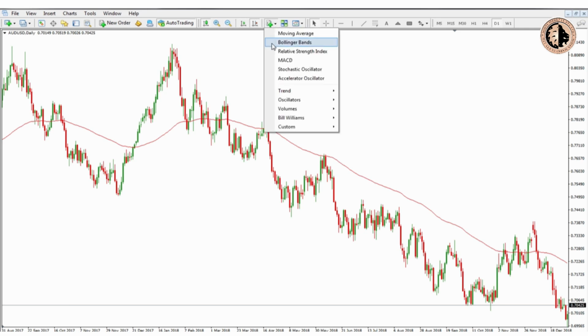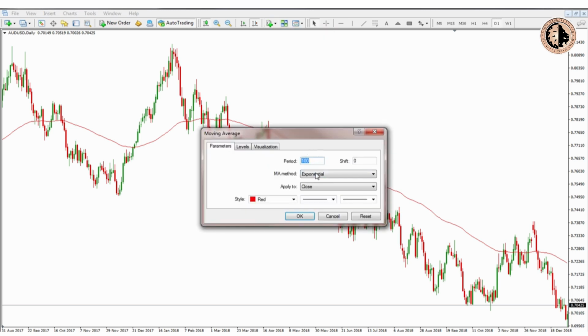Well, that would be it for the moving average. In the next lesson, I will talk about the Bollinger Bands indicator. It's also a lagging indicator because it's based on moving averages.